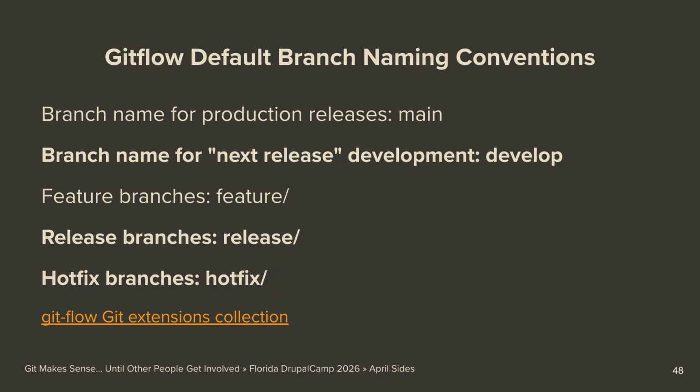So the default branch naming conventions. The branch name for production releases is main. So that main branch is always going to be what drives production. And we'll talk about the deployment pipeline a little bit too. The branch name for the next release is a develop branch. So a lot of times we're going to work from the develop branch, and I'll show that in a minute. Feature branches are going to be prefixed with feature, release branches will be prefixed with release, and hotfix branches will be prefixed with hotfix. And we'll go through this a little bit.